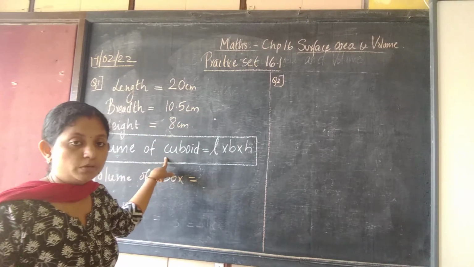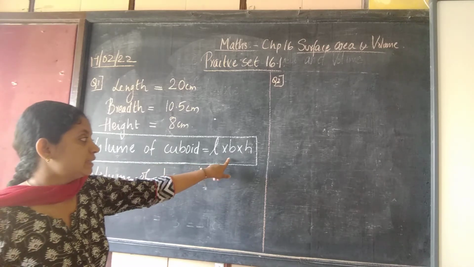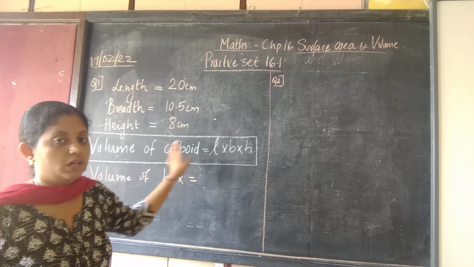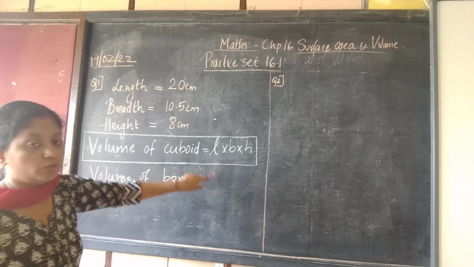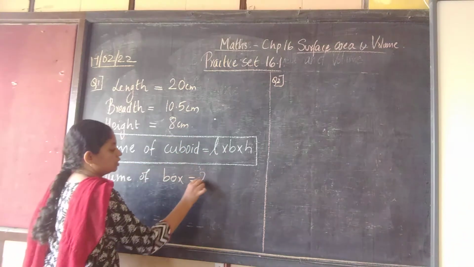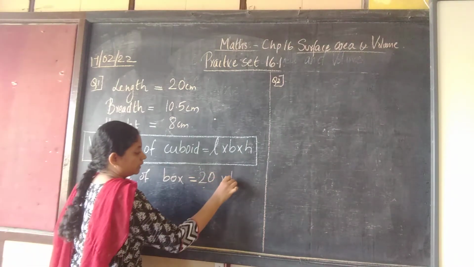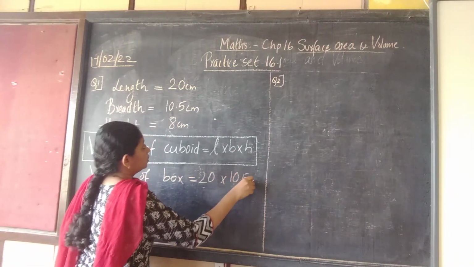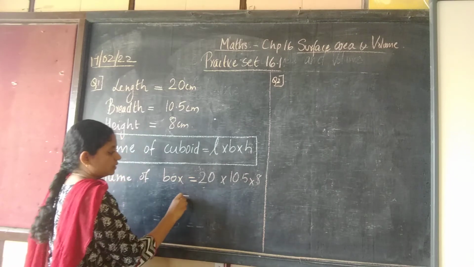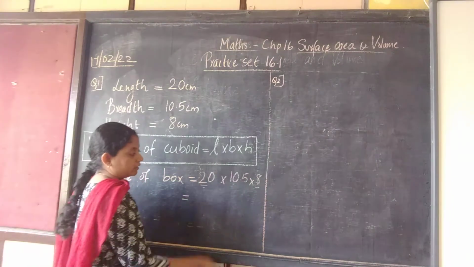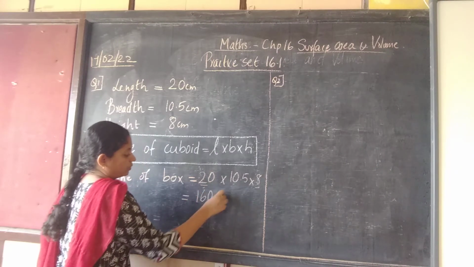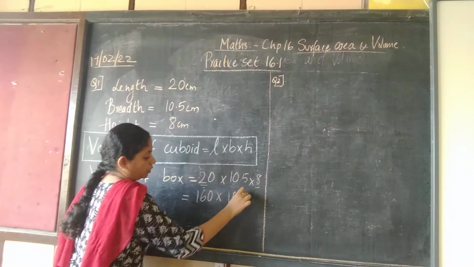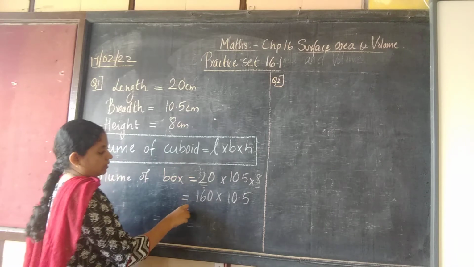We know volume of cuboid is length into breadth into height. So what will be the volume of the box? Length into breadth into height, we are going to multiply 20 into 10.5 into 8. First multiply 20 and 8. 8 2s are 16, and 0. So 160 into 10.5. Multiply this.